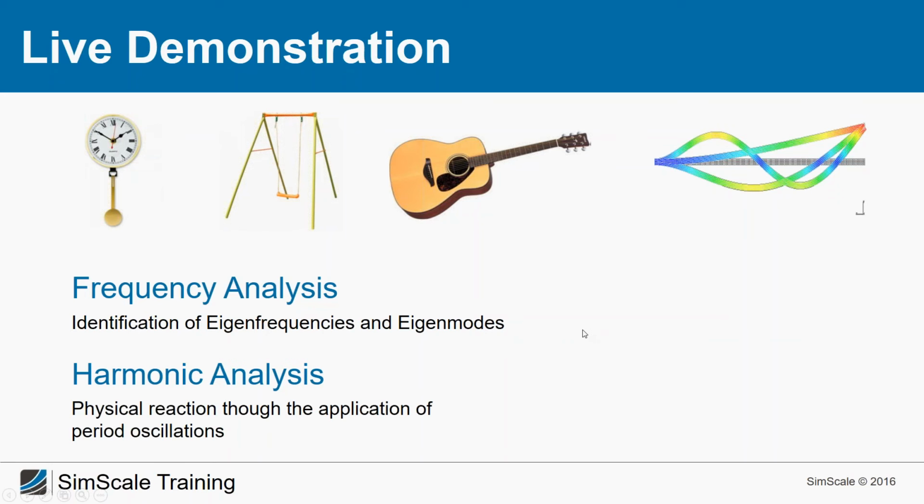And we also have harmonic analyses on SimScale, which give you the physical reactions to the applied load. And now I think that's a very important point. You need both of them. The first step is doing a frequency analysis, because the frequency analysis will tell you where the critical eigenfrequencies and eigenmodes are. Then you can use these frequencies you get for the harmonic analysis to calculate, in a second step, what happens at the eigenfrequencies for a defined periodic oscillation or load.